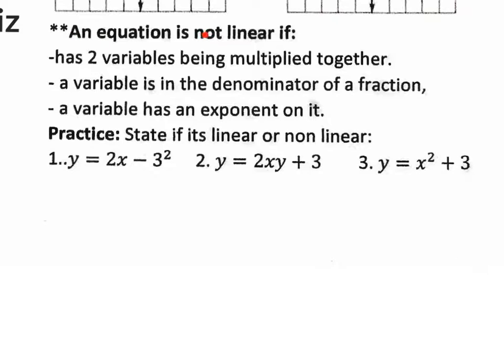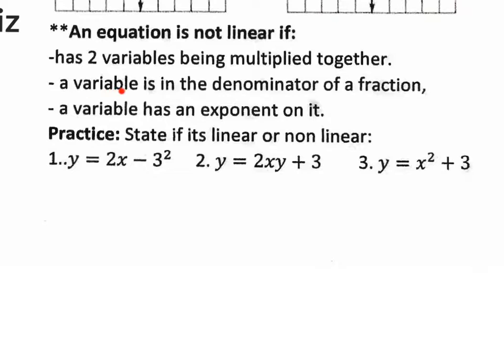An equation is not linear, it's not a line, if it has 2 variables being multiplied together. Like if you have x times y, if you have xy or any variables multiplied together, then it's not going to give you a straight line that's continuous. So number 2 is not linear. This is not a line. Why not? Because it has an xy right here, x times y. So 2 is not linear.